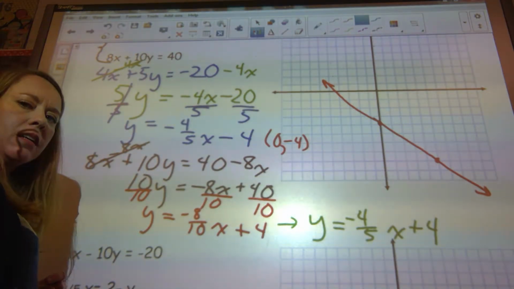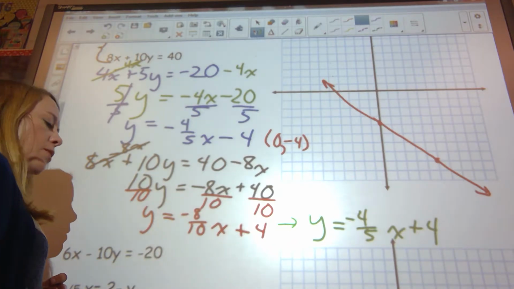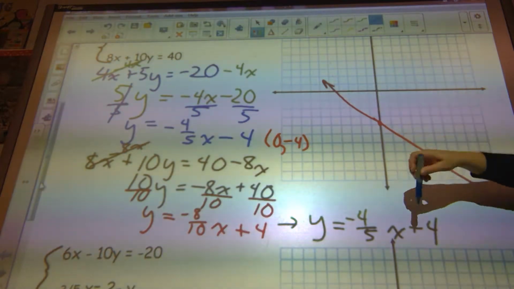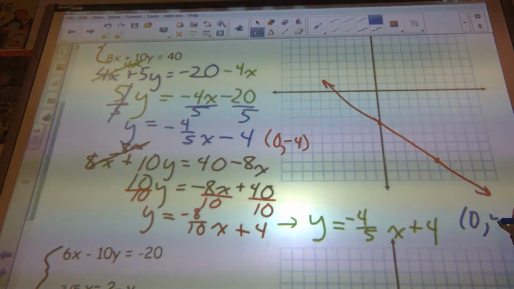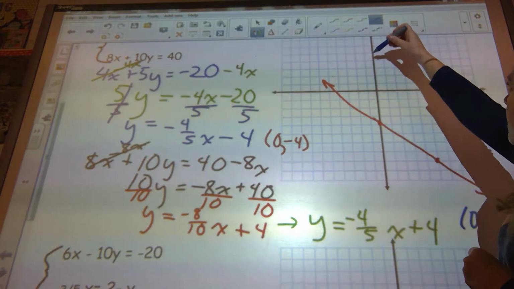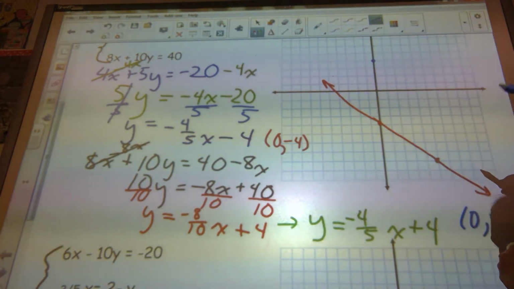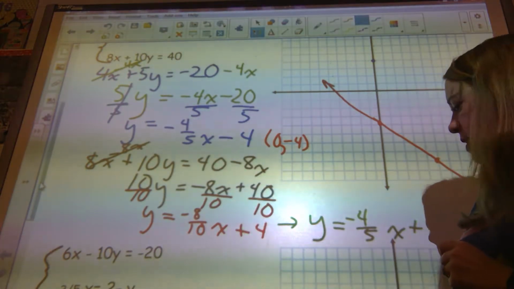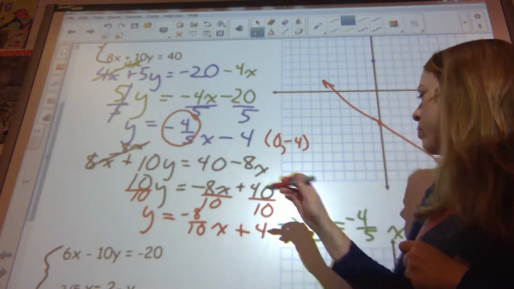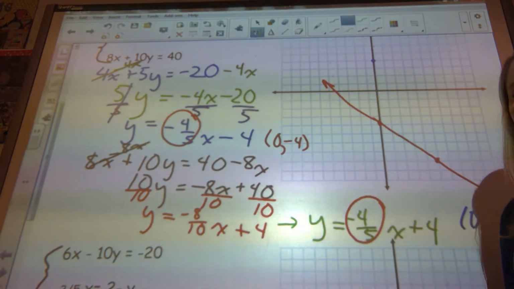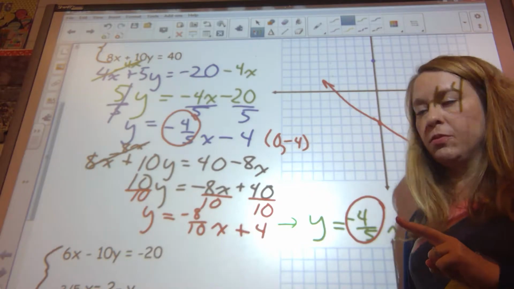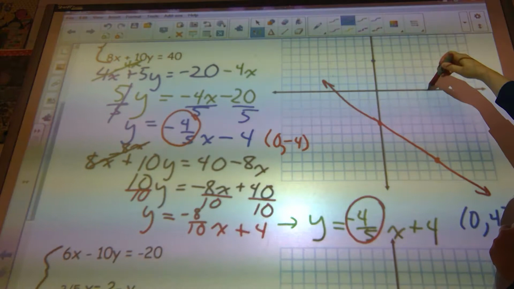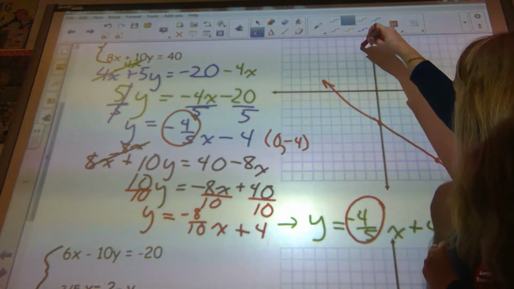Is that the same line? Well, let's take a look. So we have our y-intercept is at 0, 4, which means it's up here. And our slope is the same slope as our other line. Does everybody see that? Same slope. When you have the same slope, what does that tell you about those two lines? Does anybody remember what that is? So we're going to go down 4 and over 5. Here's my second line.